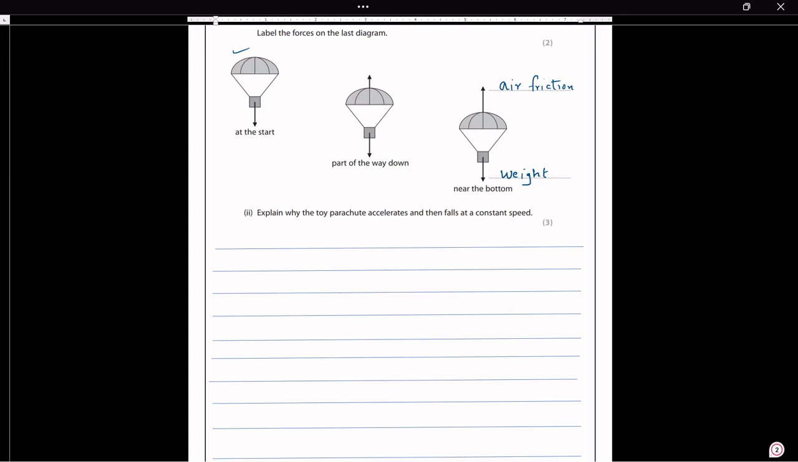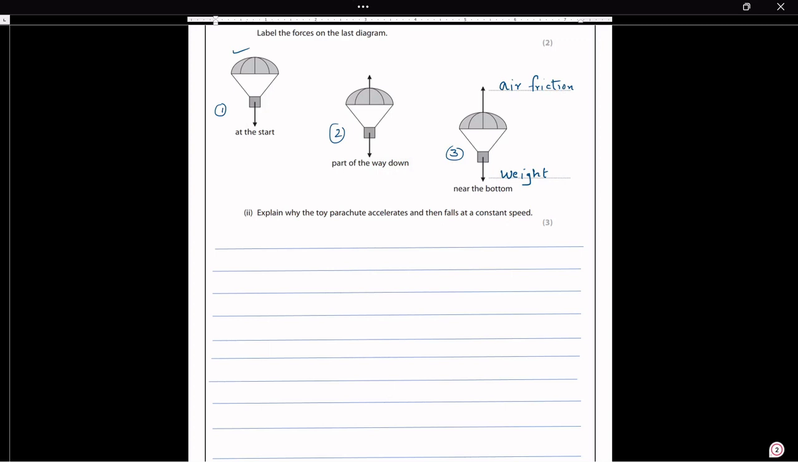Okay, the moment, as you see, this is the first picture. There is no upward arrow shown. Then another one here, another one here. Please look at this one. In the first picture, there is no upward arrow given. That means no air friction or air resistance.